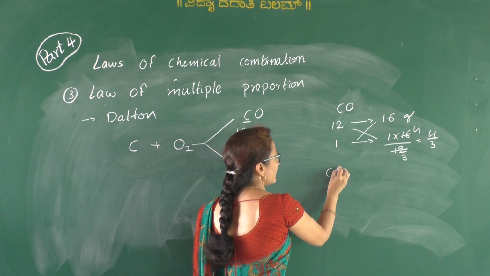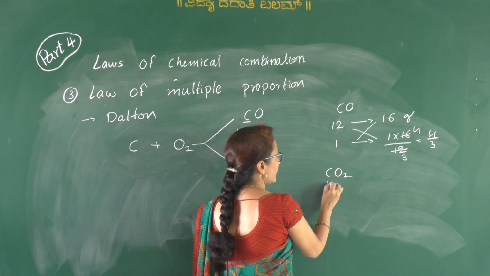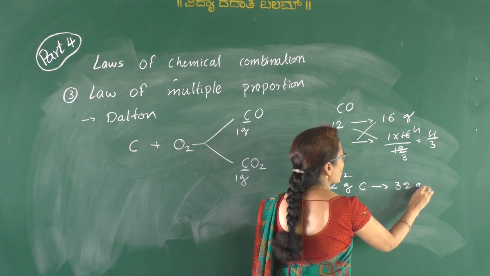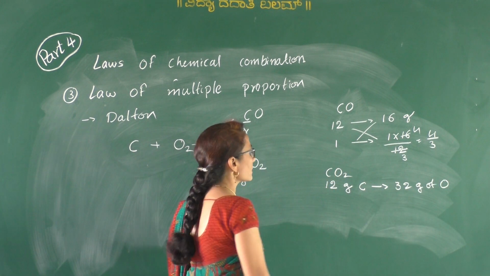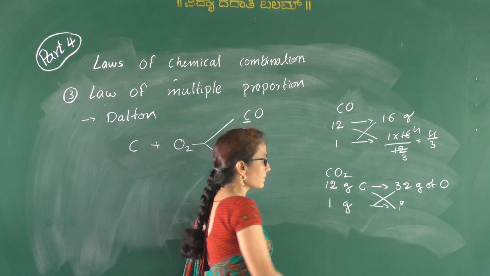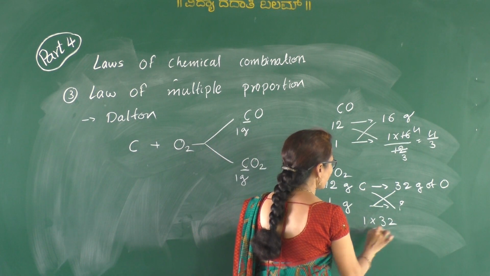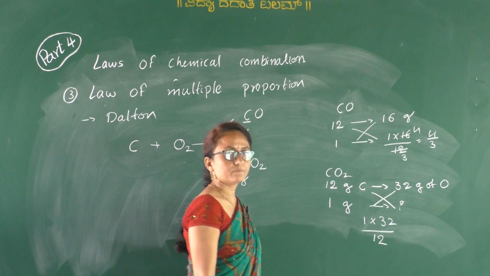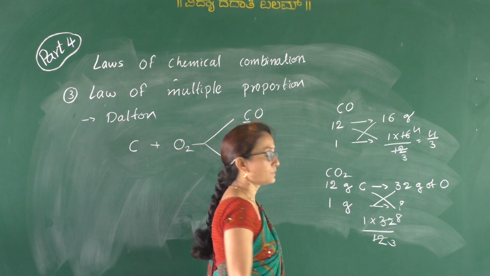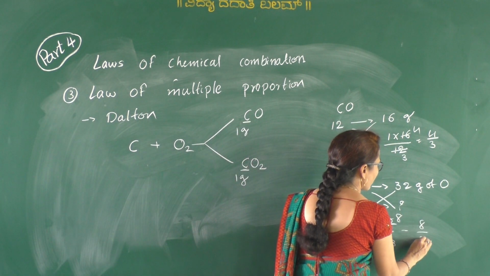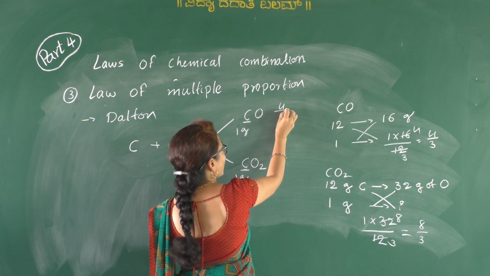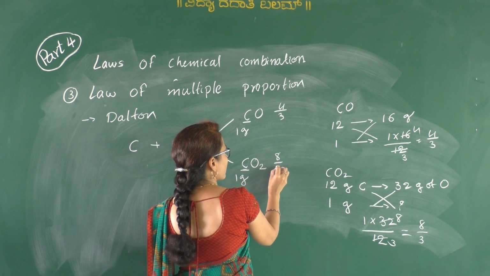So now take carbon dioxide. In carbon dioxide 12 grams of carbon combines with 32 grams of oxygen. Now calculate for 1 gram. So 1 gram of carbon combines with, cross multiply, 1 into 32 divided by 12. Divide by 4, so 8 by 3. Therefore the value obtained is 8 divided by 3. So in carbon monoxide the mass of oxygen is 4 by 3, and here the mass of oxygen is 8 by 3.